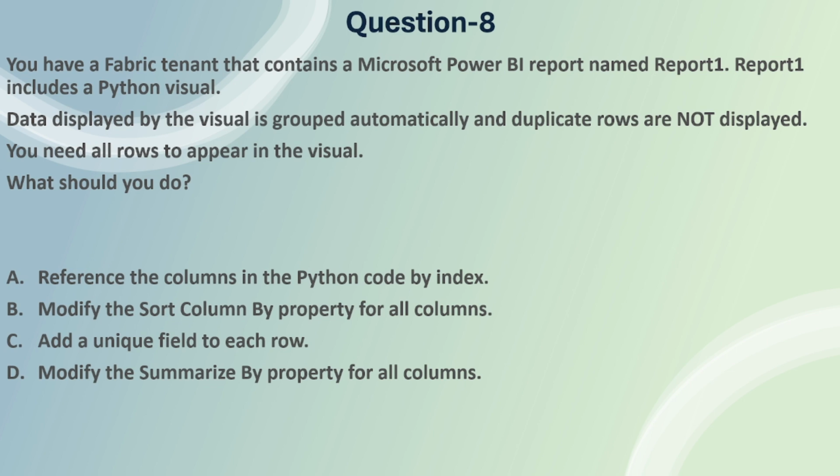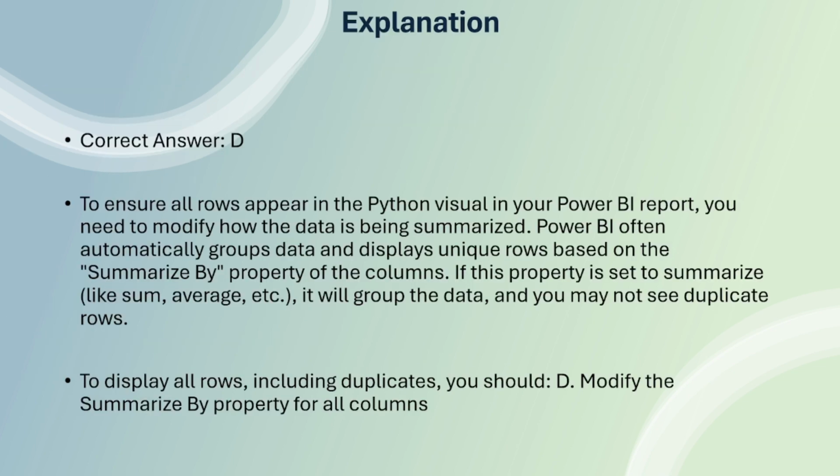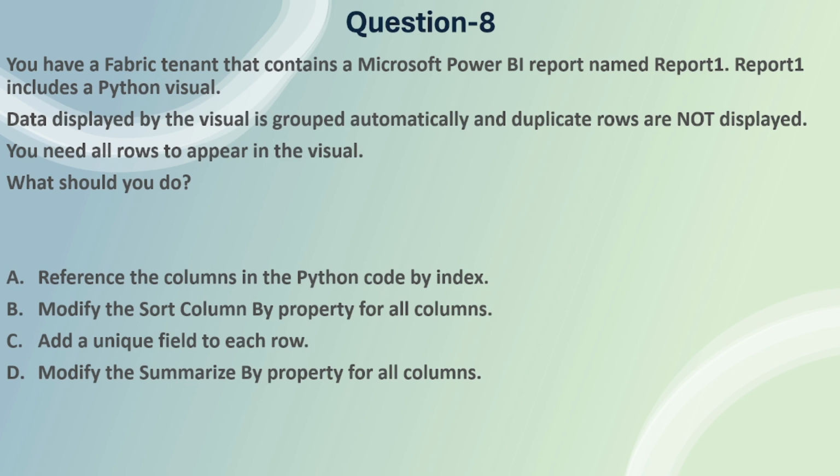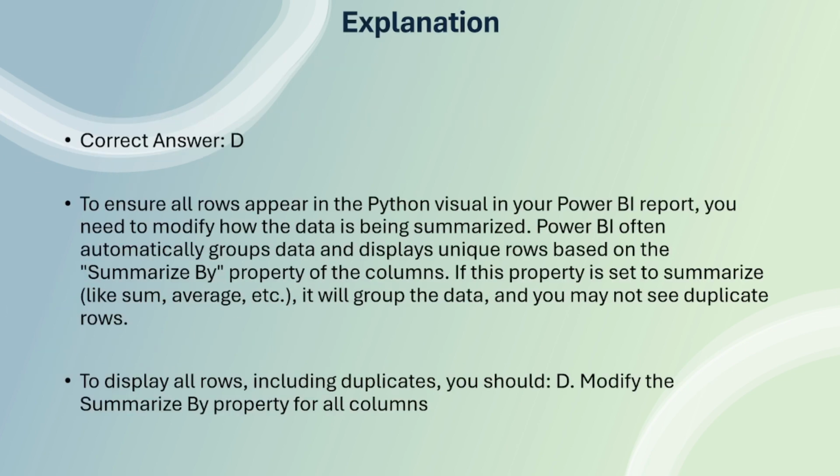So the correct answer for this question is option D, which is modify the summarize by property for all the columns. Because to ensure all the rows appear in the Python visual in our Power BI report, we need to modify how the data is being summarized, and Power BI often automatically groups the data and displays unique rows based on the summarize by property of the columns.